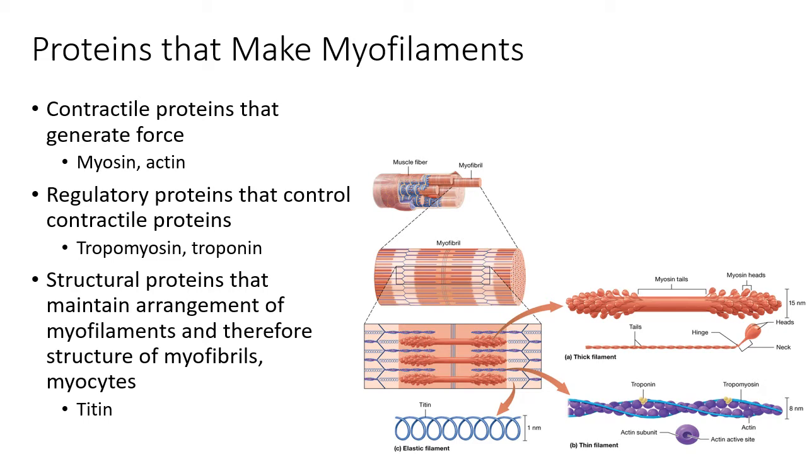Then you also have two more that are regulatory proteins. Those are tropomyosin and troponin. So the myosin and actin are acting together to create force that allows the muscle to contract. And then the tropomyosin and troponin are controlling how that happens or when that happens. And then finally you have titin, which is a structural protein. It's basically just making sure that the myofibril stays together and doesn't fall apart.